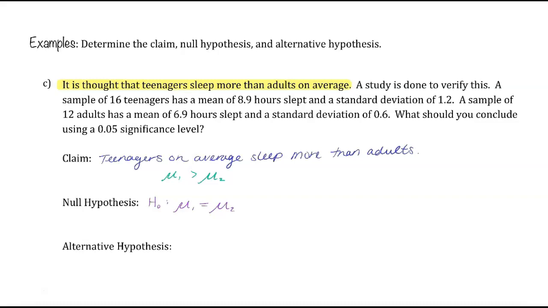The alternative hypothesis in this case will reflect our claim. H1 will be the statement that mu1 is greater than mu2.